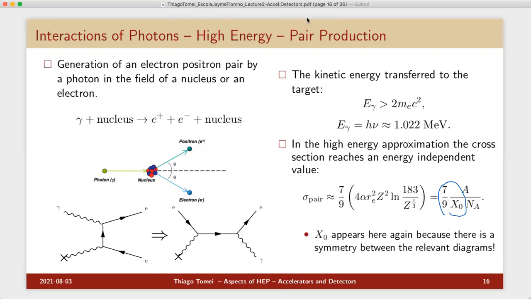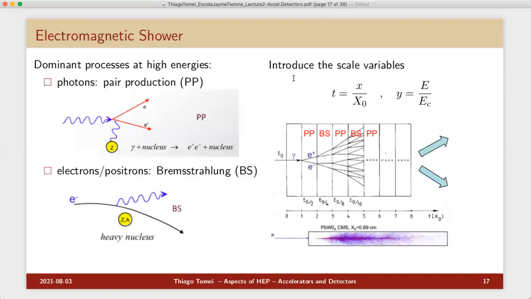Now, you can put these two things together, and at high energies, it turns out that if photons are losing their energy through pair production, interacting with the field of the nucleus, and electrons and positrons are producing more photons through the Bremsstrahlung process when they interact with a nucleus, these two processes can cross-feed each other.